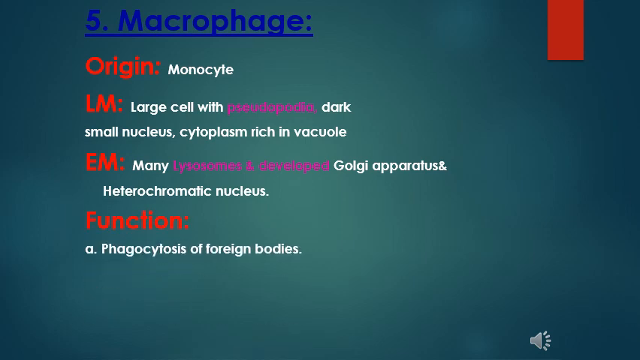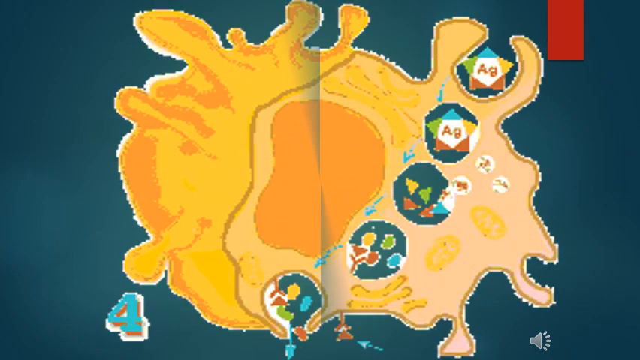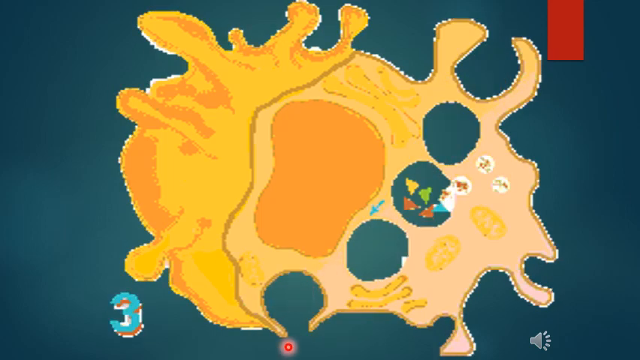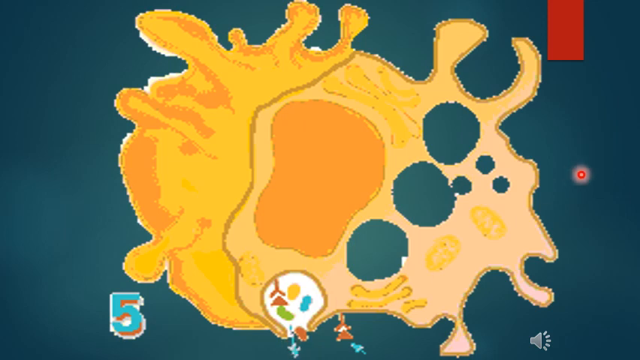The function of macrophage is to phagocytose foreign particles and clean wounds. As you can see here, irregular membrane, the antigen will enter and will be digested and released outside the cell by exocytosis.